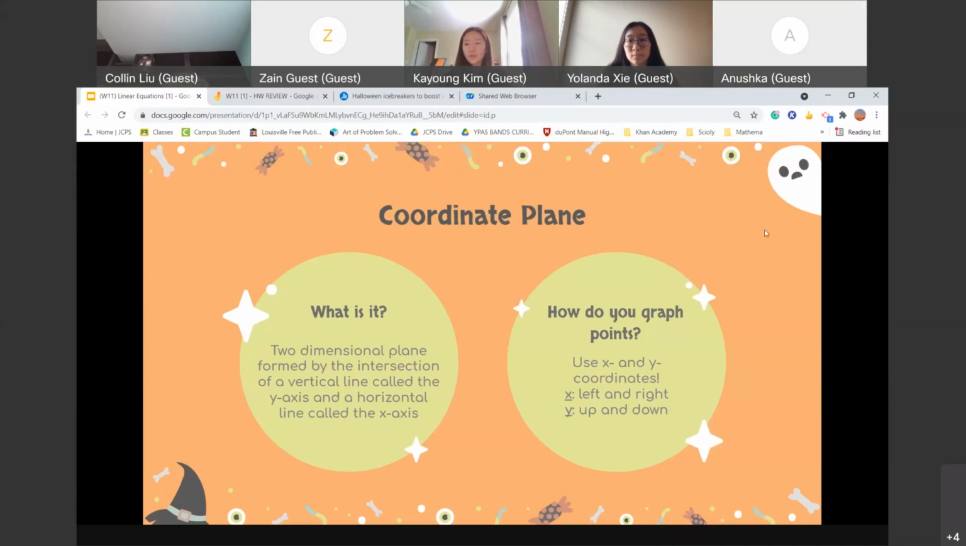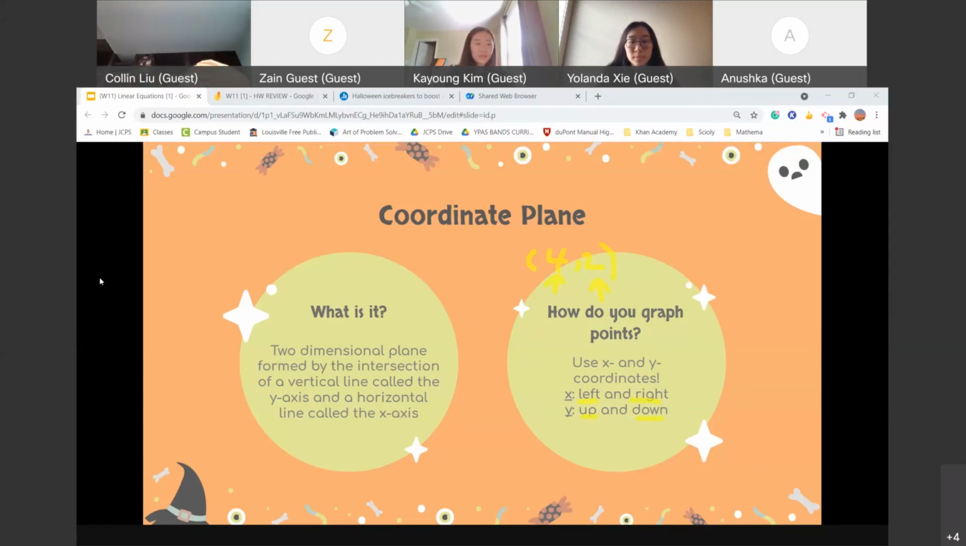And you can graph points on this plane, and you do this by using x and y coordinates. So there's going to be some points that might look like this. This would be the x coordinate, which tells us how far left or right it is. And then there's the y coordinate that shows how far up or down the point is. So we'll see how it works a little more.